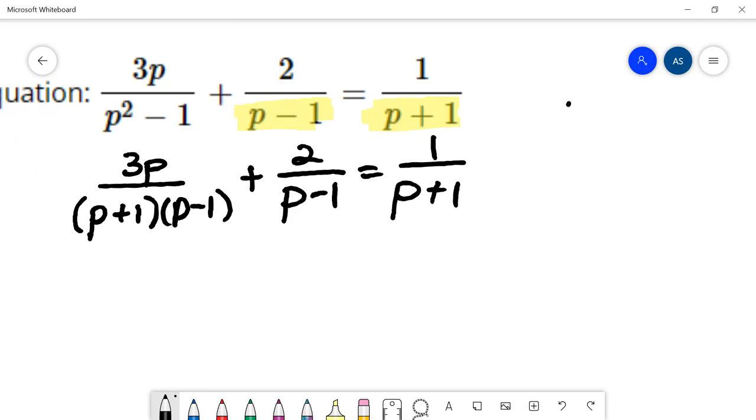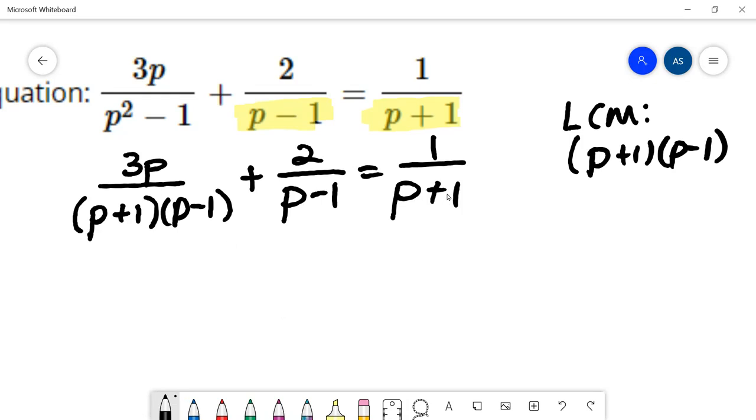So my least common multiple is going to be p plus 1 times p minus 1, and this also takes care of the other two denominators that we have. So that will cancel out the p minus 1 and the p plus 1 as well. So once you figure out what that least common multiple is, you're going to multiply every term by that least common multiple.